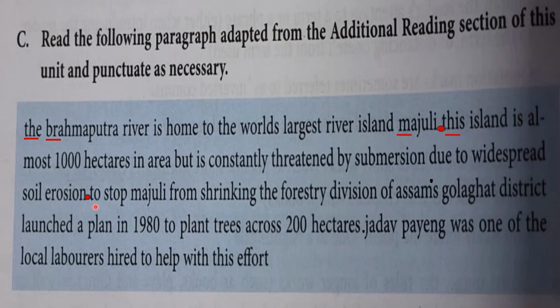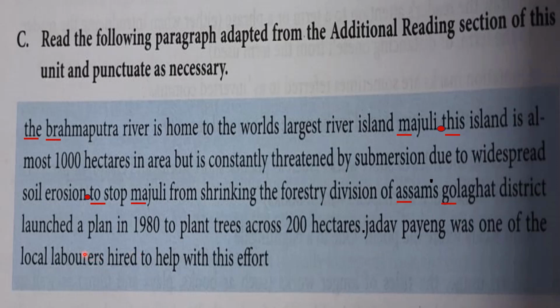Then again T should be capital. To stop Majuli, again M should be capital. From shrinking the forestry division of Assam's. Again Assam is the name of the state. A should be capital. And S, a possessive, Assam's Golaghat district. So before S there is an apostrophe, students. If you notice here, this is an apostrophe. Okay, Assam's Golaghat. Golaghat, again name of the district, should be with a capital G.